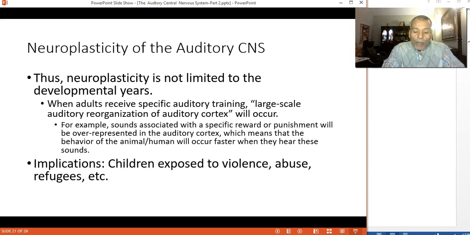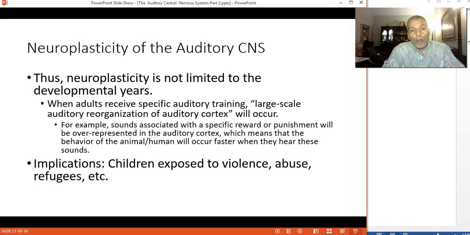Neuroplasticity of the auditory system is not limited, as I mentioned, to childhood. Yes, it decreases as we grow. However, the auditory system is one of the most flexible systems, and it responds to stimulation and to learning at any given period of time. So when adults, for example, receive specific auditory training, large-scale reorganization of the auditory cortex occurs. That is a scientific fact, proven by a lot of studies.